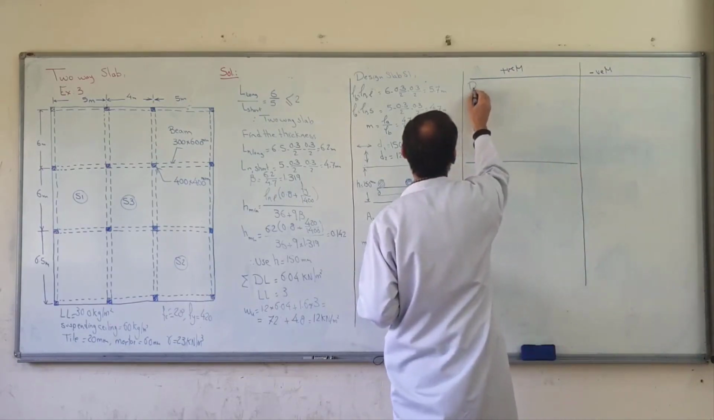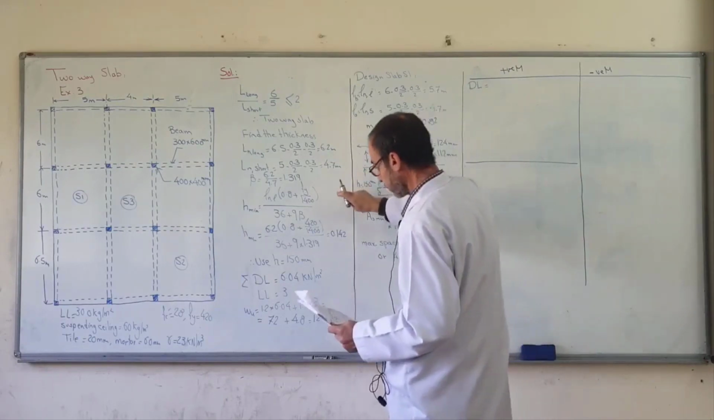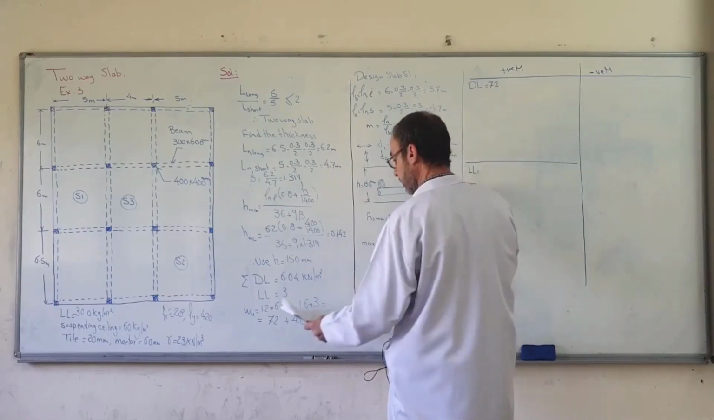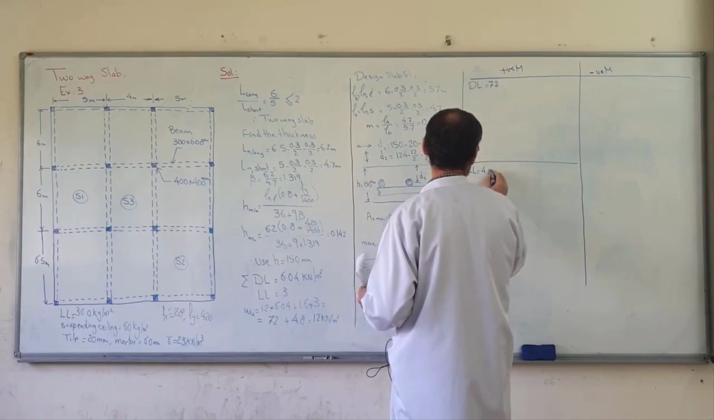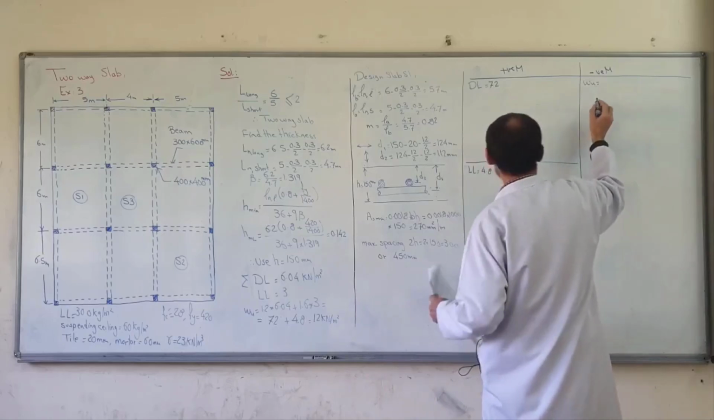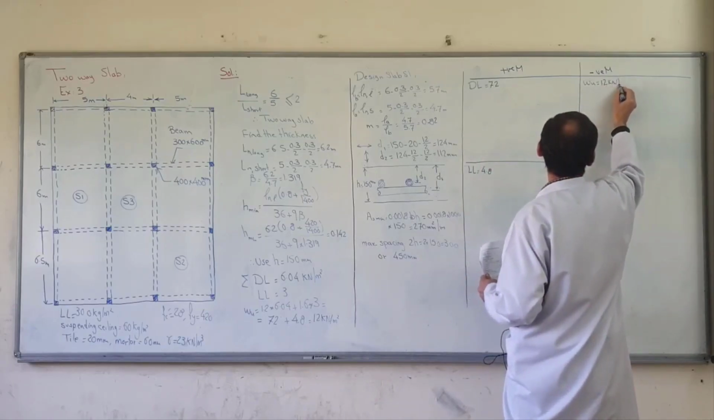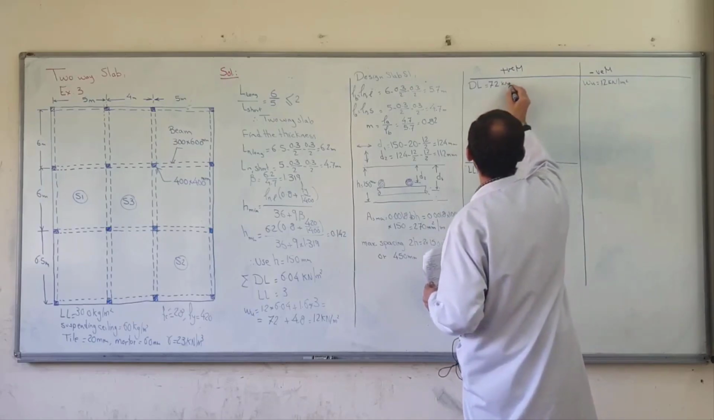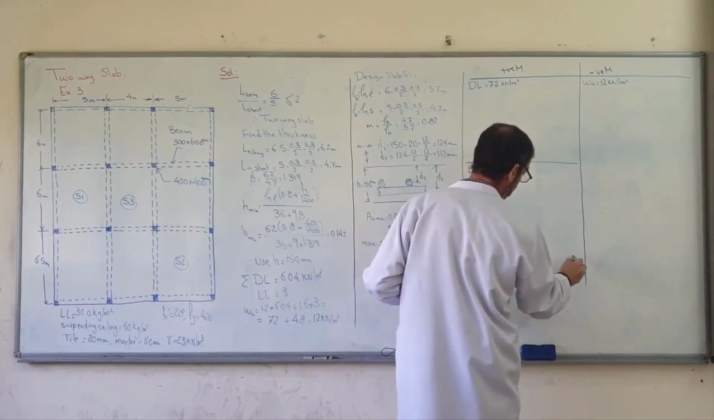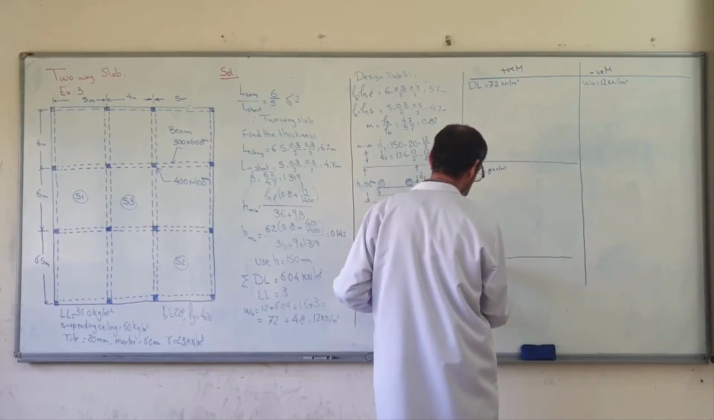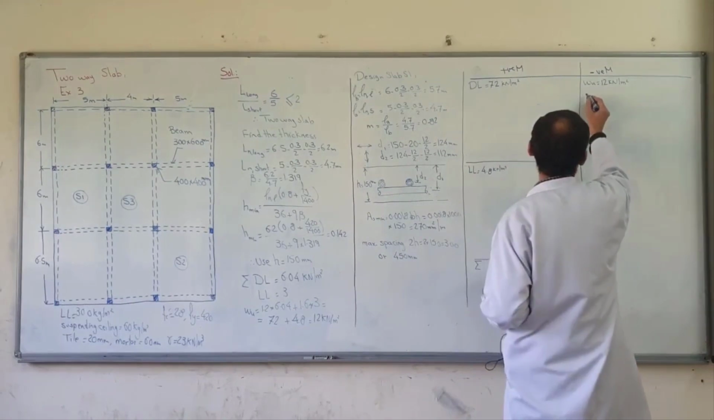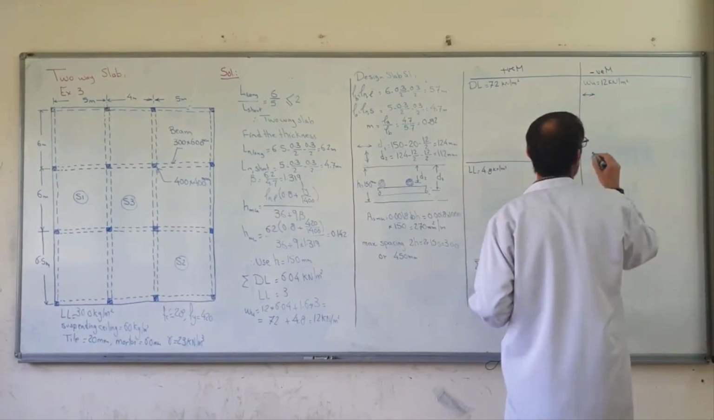Dead load, factored dead load is 7.2. Find the moment. Live load is equal to 4.8 kilonewton. Here, the load W for negative is equal to 12 kilonewton per meter square. After we do positive and negative, we have summation, here plus here. In each direction we have two directions: short direction and long direction.